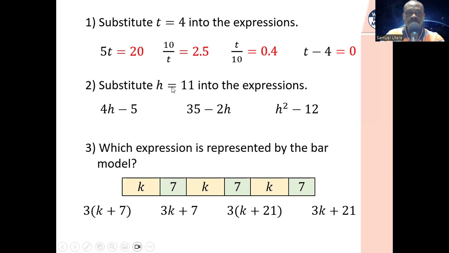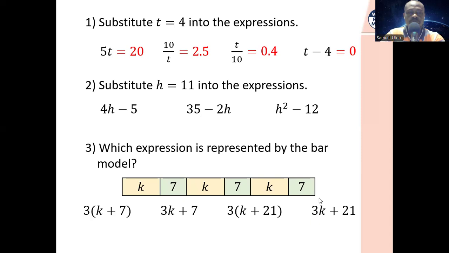Here you're asked to substitute 11 for h. And then we'll do the same process. The only difference between question 1 and question 2 is question 2 is two-step substitution. So again, if you haven't watched that video, you can go and watch it and learn how to do substitution properly. So this will be 4 times 11, and then you subtract 5. This will be 2 times 11, then you subtract it from 35. And then this will be 11 squared, so 11 times 11, minus 12.